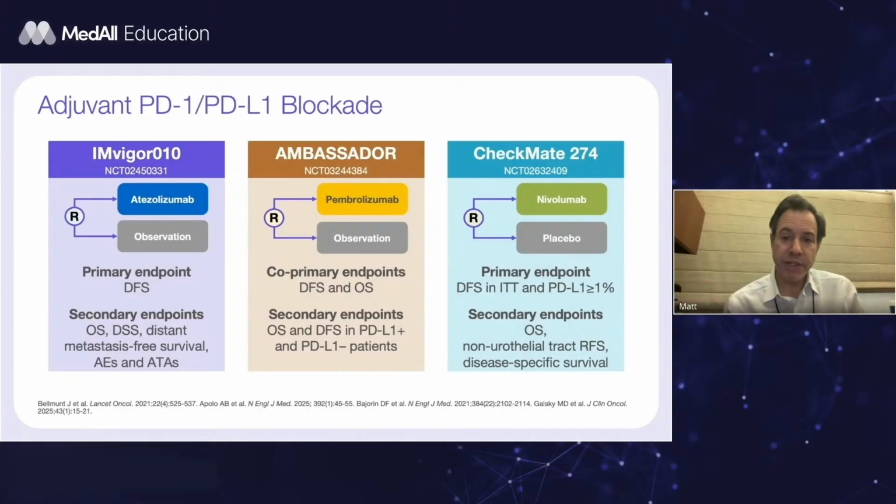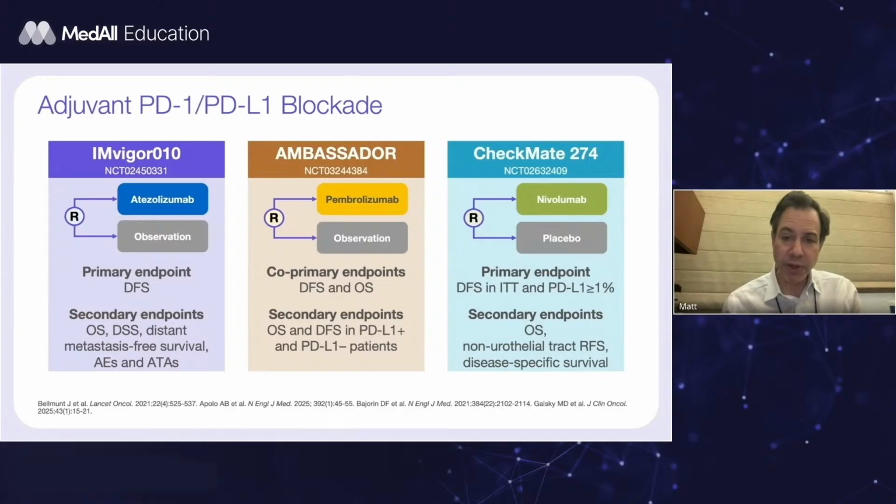We have 3 studies that have asked a very similar question in patients with high-risk muscle-invasive urothelial cancer after radical resection. That question is, should patients receive adjuvant therapy with immune checkpoint blockade, with PD-1 or PD-L1 blockade, or should they just proceed with observation? These studies were very similar in design, used very similar eligibility criteria, though there were some nuances and some slight differences in the primary endpoints of the studies.